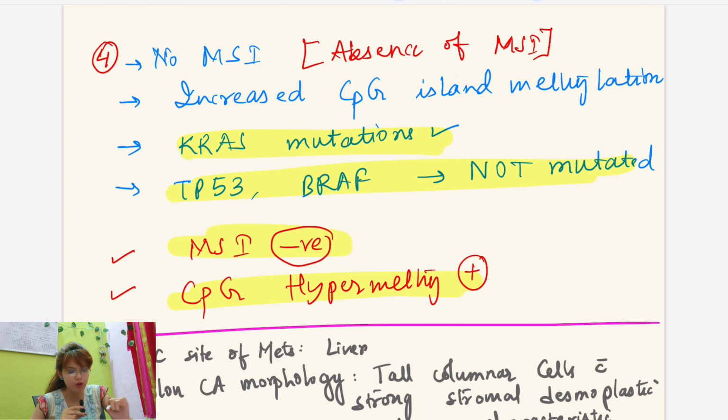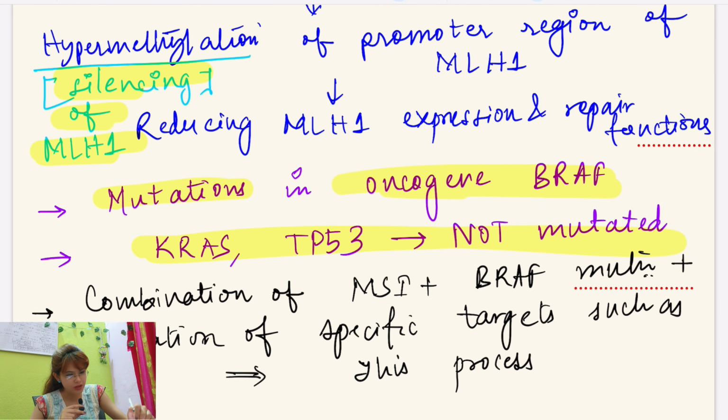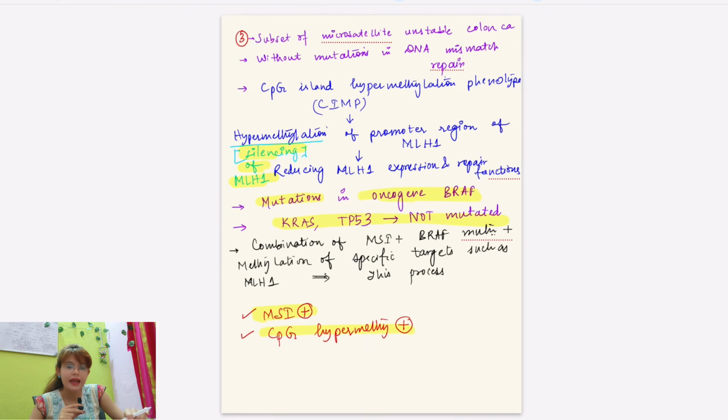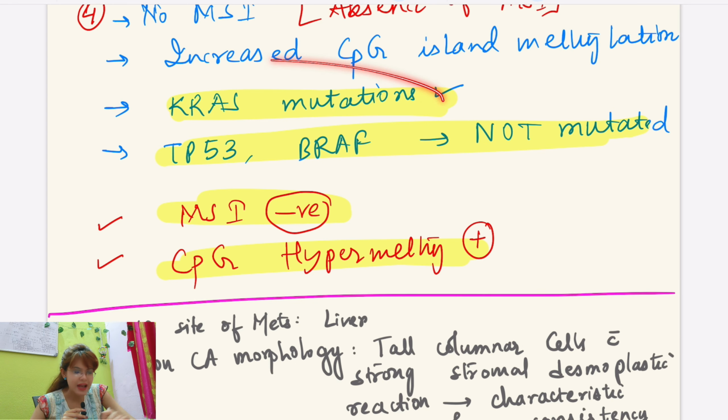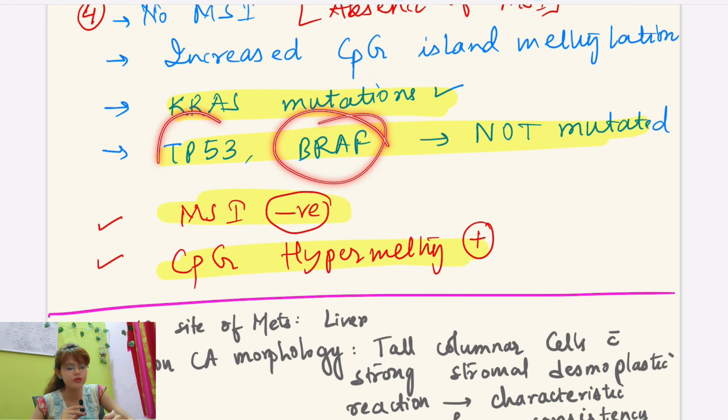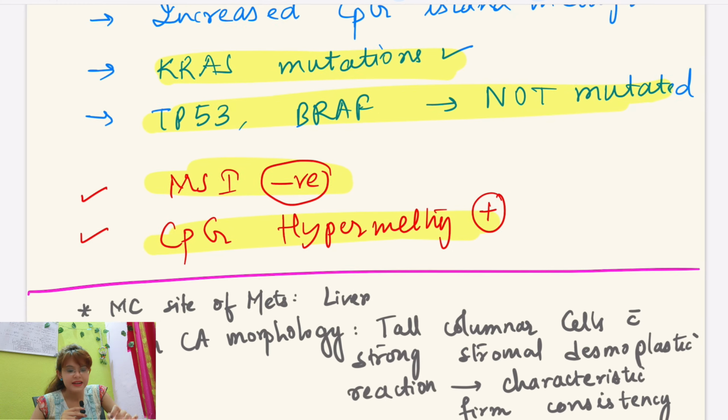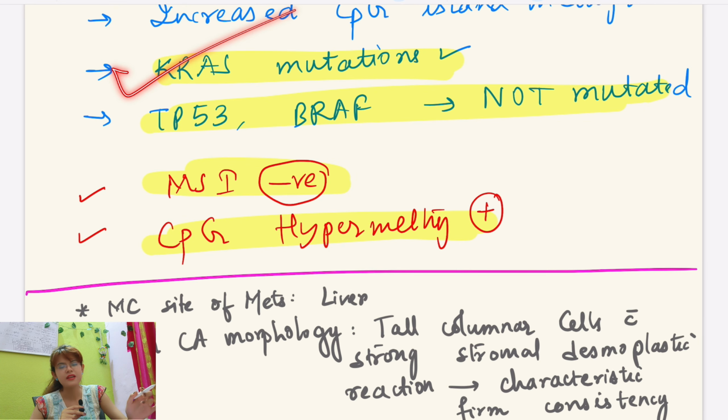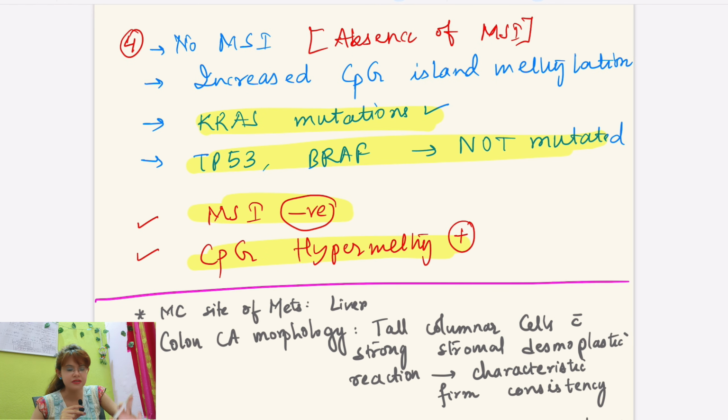So I have written it over here that MSI is negative, but hypermethylation of the CpG islands is positive. And very important, you do not have BRAF mutation over here. In the previous pathway you were having BRAF mutation. There were mutations in the BRAF, but KRAS and TP53 were not mutated. Here it is just the opposite. Here you do have KRAS mutations, but you do not have BRAF or TP53 mutations. And KRAS was absent in the earlier one and present over here. So these are the subtle differences from the earlier pathway. There is no name for this pathway, but you need to know these entire 4 mechanisms.